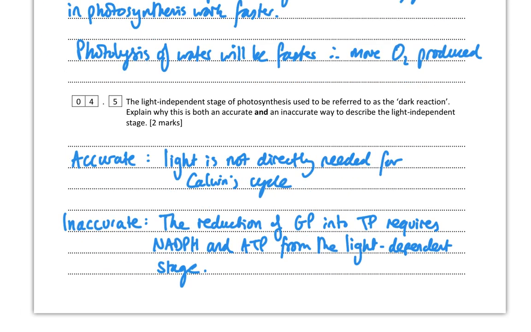And then the light-independent reaction can be referred to as the dark reaction, not because it's sinister, but because it happens in the dark. Explain why this is both accurate and inaccurate. Well, it's accurate because light is not directly needed for the Calvin cycle, and it's inaccurate because the light-independent stage reduces GP into TP, and that requires NADPH and ATP, and they come from the light-dependent stage. So it's an explain question, and I know because it says explain.